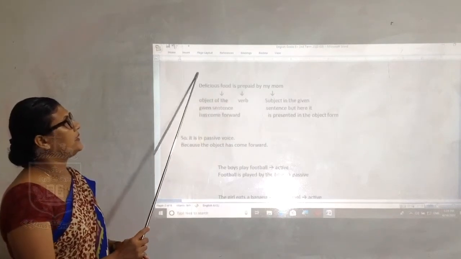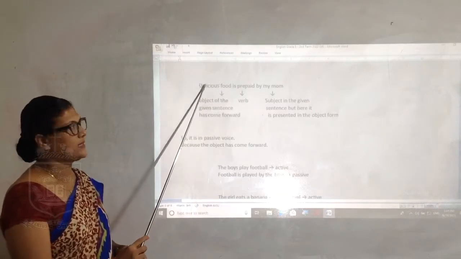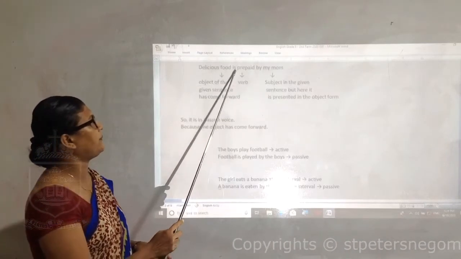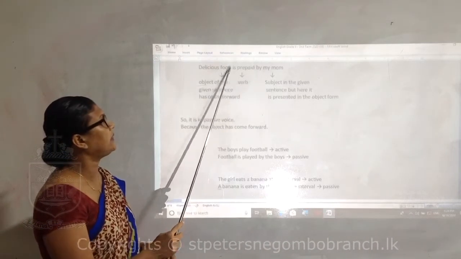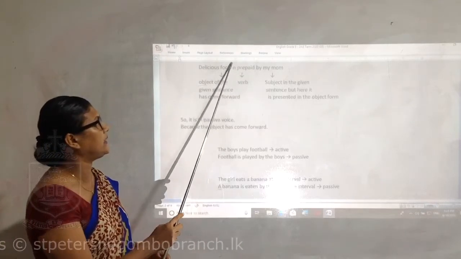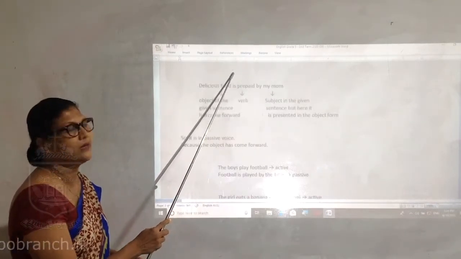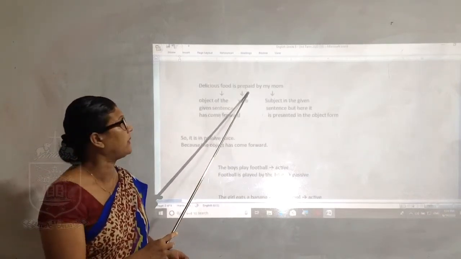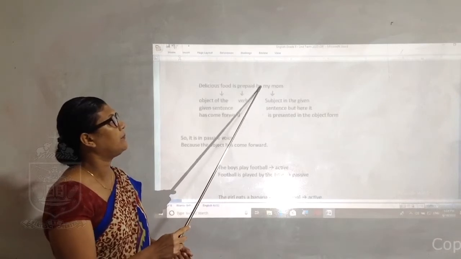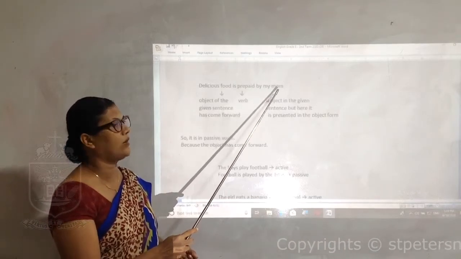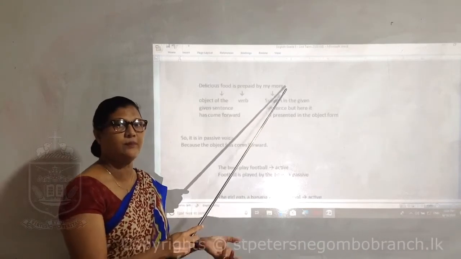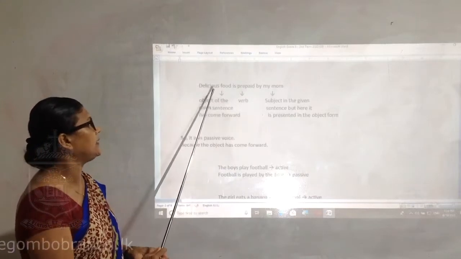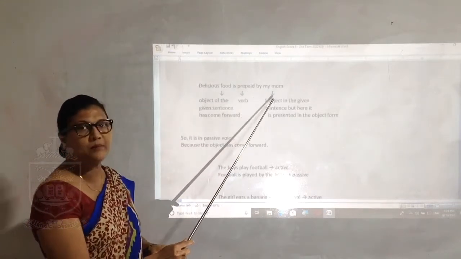Delicious food. See, the object of the previous sentence has come forward here. Delicious food is prepared. The verb is changed. It has got is as auxiliary verb here. Prepared is the past participle form of the given verb. And there's a word by. After that you have got the subject of the previous sentence. So this is a passive voice sentence. Delicious food is prepared by my mom.